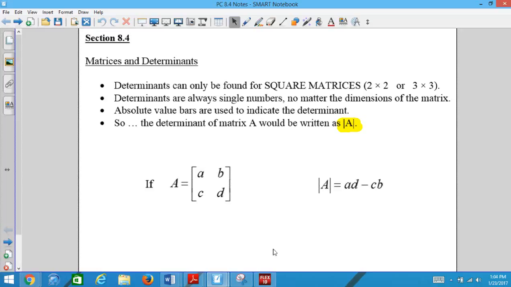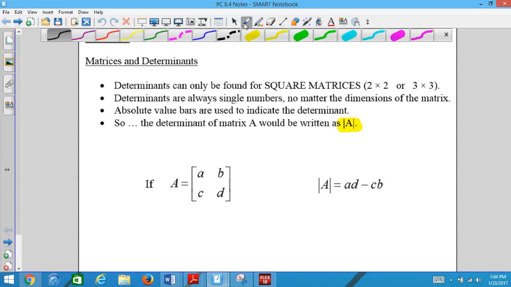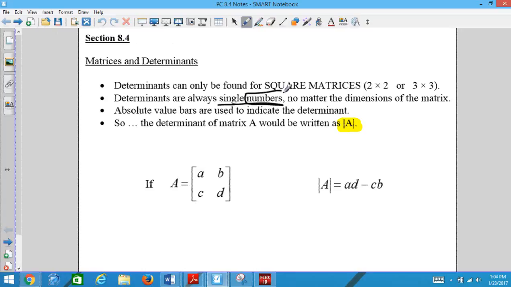The determinant is a single number. It's just a number. That's all it is. And you can only do the determinant of square matrices, like a 2 by 2, a 3 by 3, a 4 by 4, anybody else? 5 by 5. Sure, you know it.